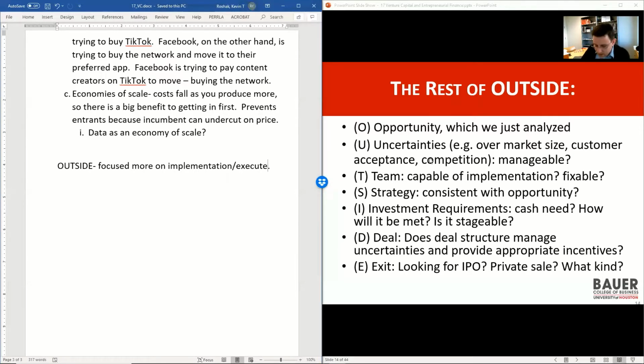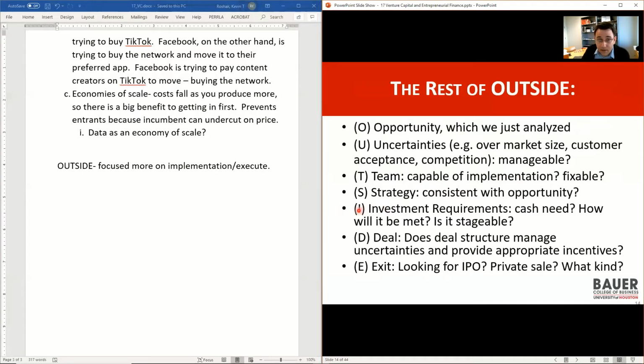There's obviously going to be lots of uncertainties in any of these entrepreneurial ventures. Are they going to be manageable? There may be issues with the team. Do you have all the right members in place? Are you missing someone? Are you missing a finance person? Are you missing a tech person? Can that be fixed? Again, that's implementation. How about the strategy? Is it consistent with fast growth? Are you taking the right steps so that you can grow as quickly as you need?